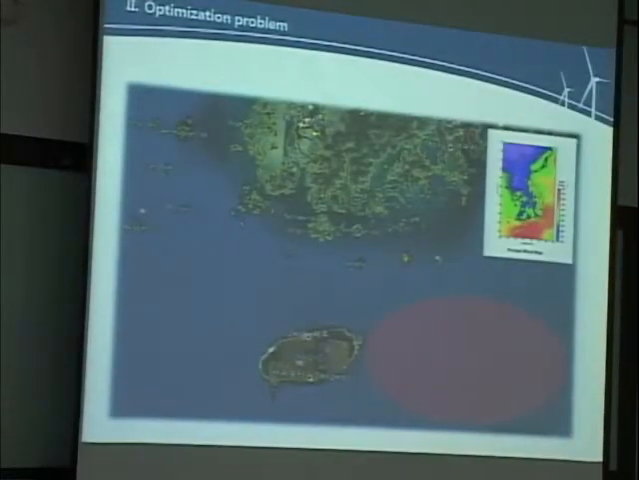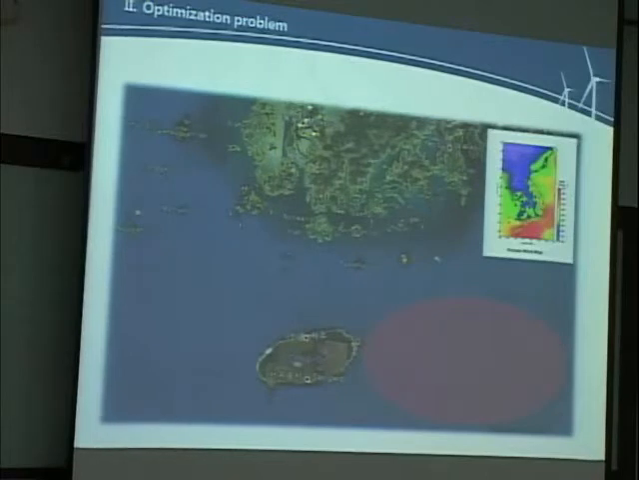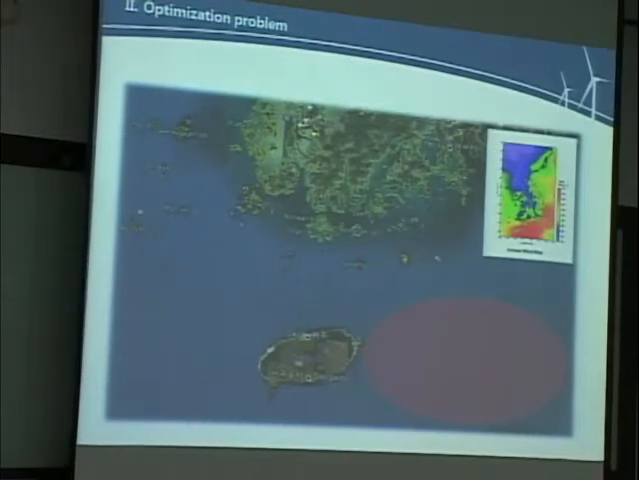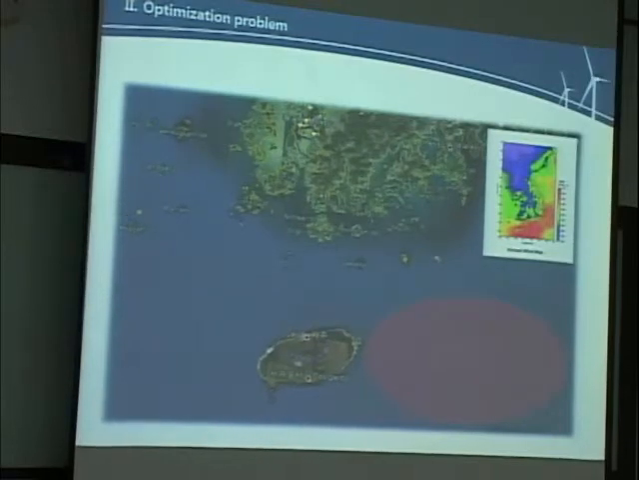Even though we chose Jeju Island through this AHP, there are still lots of options to select within Jeju Island. Right here, like this, we still have lots of options. So to solve this problem, we are going to use optimization.